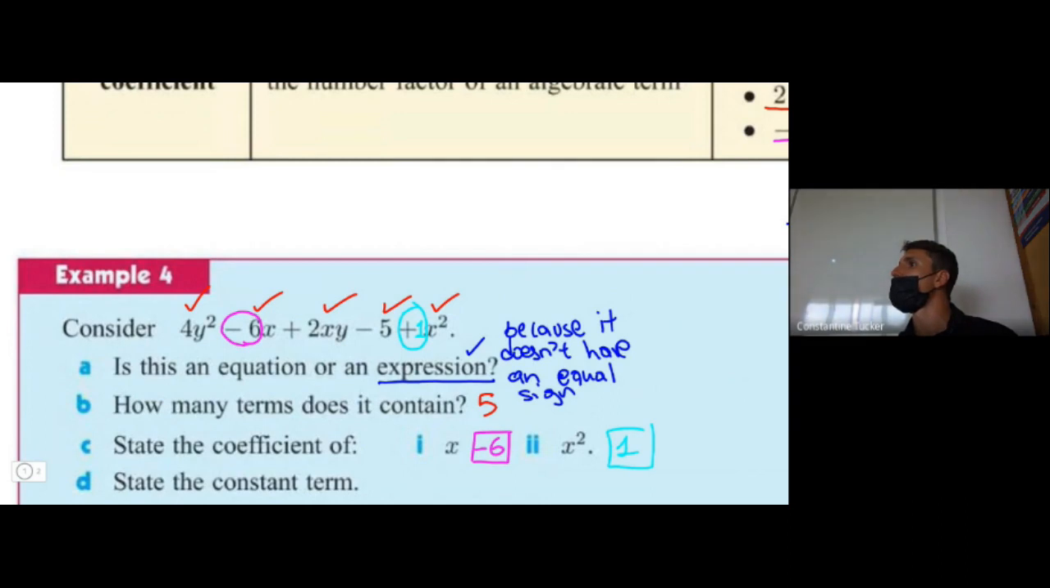Right? So coefficient. Do we have a question there, guys? Can I help? Do you have a question on this?